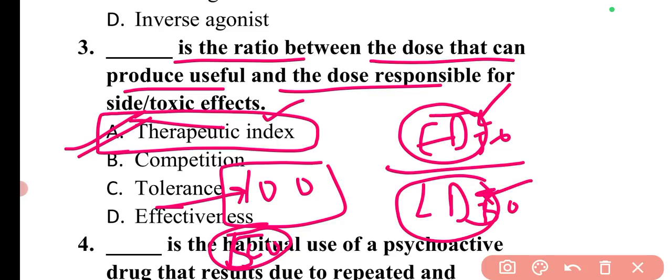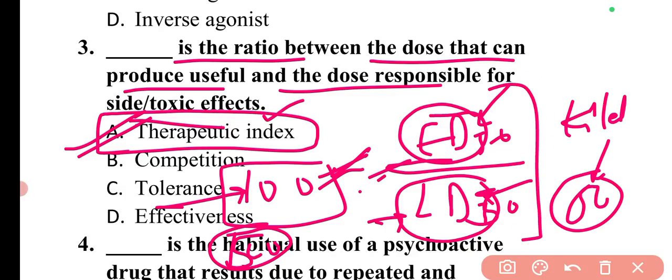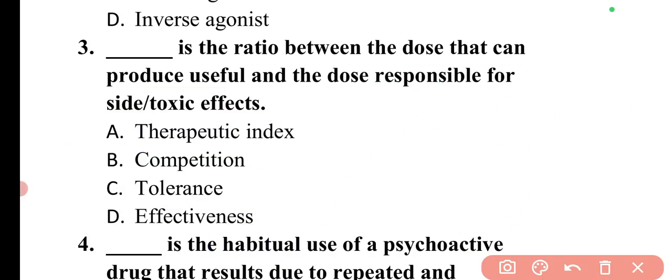So lethal dose is like if the drug is given to 100 patients, but in 100 patients the dose of the drug is killing at least 50 of the people. 50 of the people are killed or having serious adverse effects. So these are the lethal doses. So the ratio of these will be the therapeutic index.